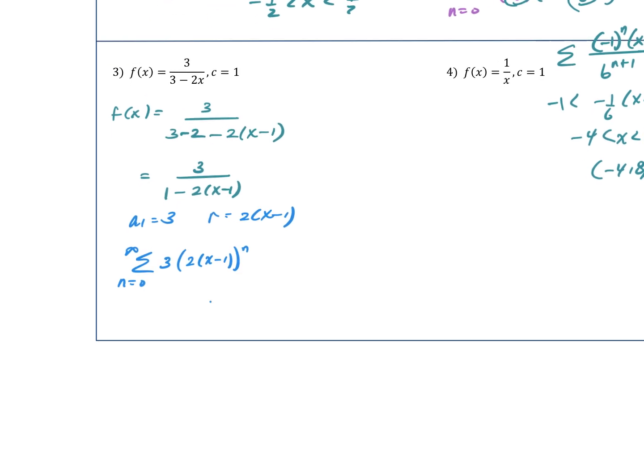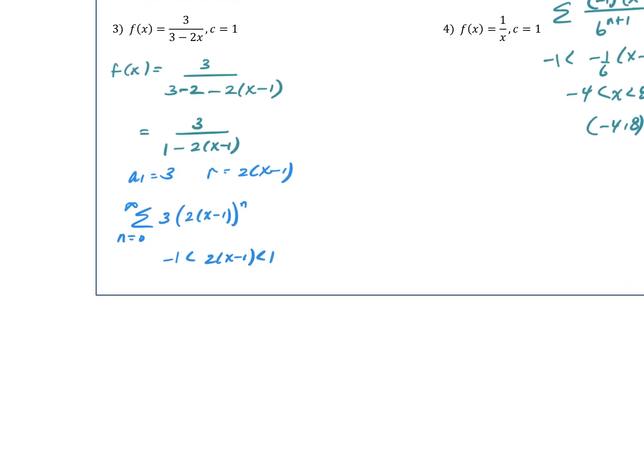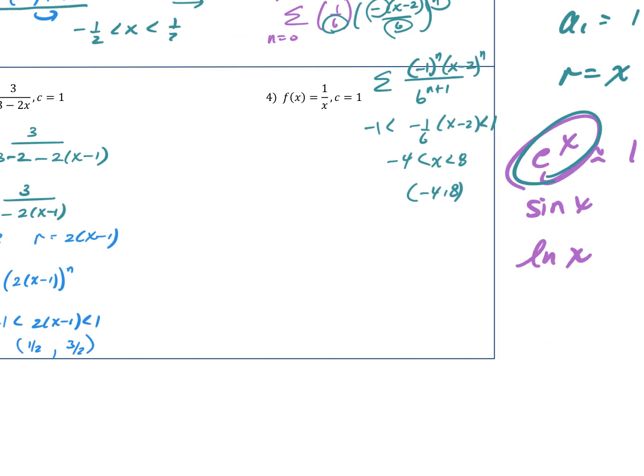And we know that 2x minus 1 has to be less than 1, greater than negative 1. You could divide out the 2, add over the 1. We're going to get between 3/2 and 1/2. And remember, you do not need to test endpoints here because it's geometric.